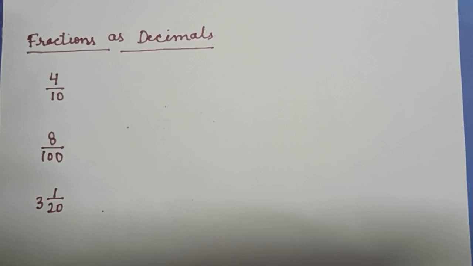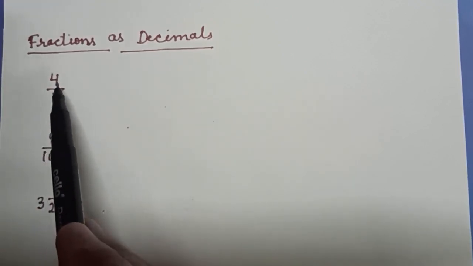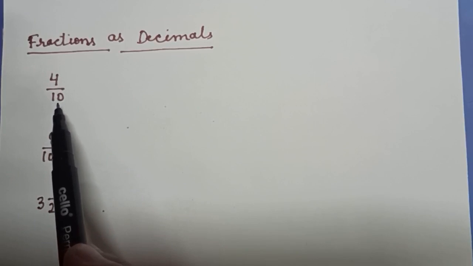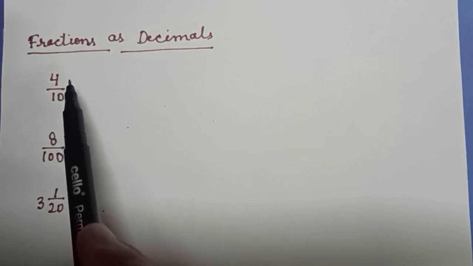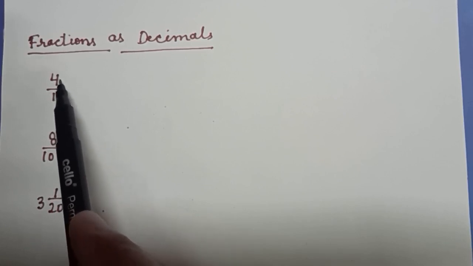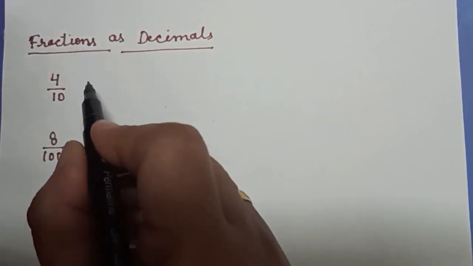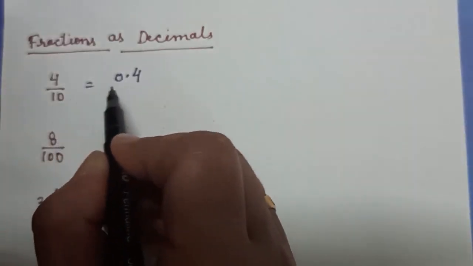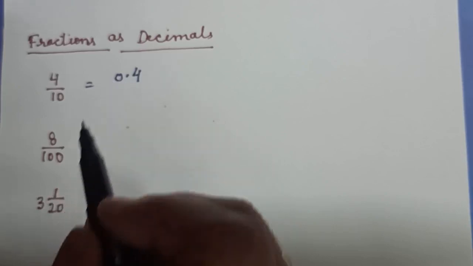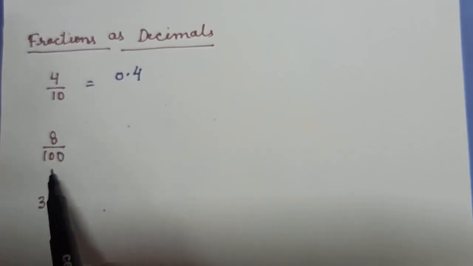Next is how to write fractions as decimals. So at that time, first of all, when you take any number, let us take the fraction 4 on 10. The first thing we have to do is check the denominator. Here the denominator is 10. So it means if we convert it into decimal, it will have only one decimal place. Here we have only one digit in the numerator. So we can write it as 0.4. 1 decimal place. Alright.